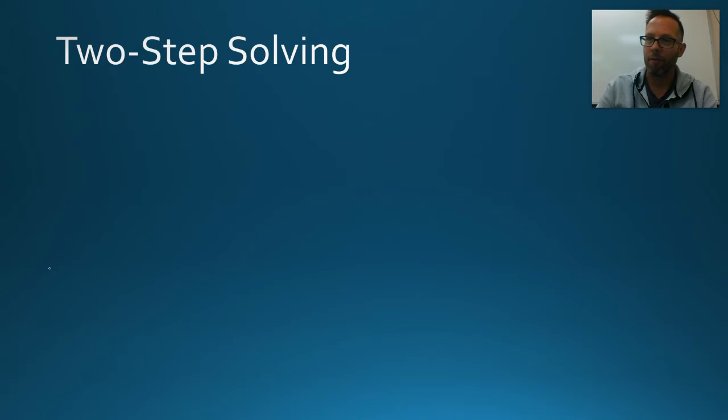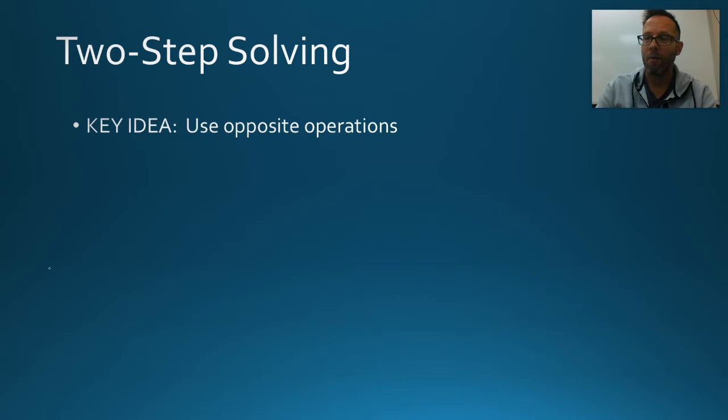The first method we're going to review is called two-step solving, or at least that's what I call it. The key idea with this method is we're going to use opposite operations. Maybe that sounds familiar to you, and if not, that's okay. You may have called it something different, but everybody learned this in their grade 9 course, and some people even a bit before.